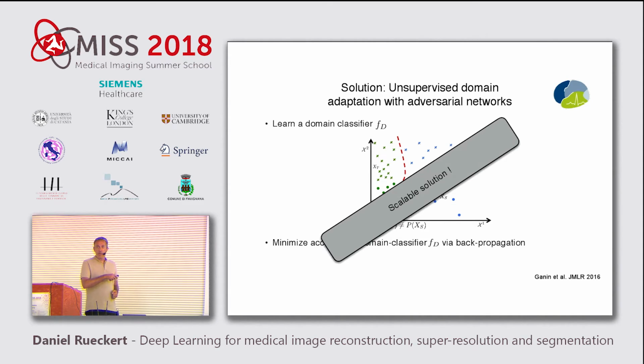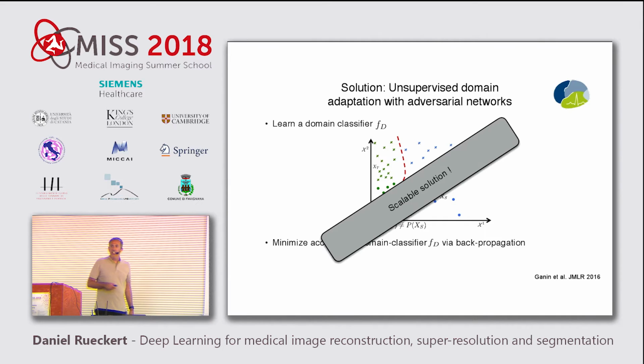And remember, if I want to learn this classifier here, I don't need to know what are crosses and circles. I only need to know whether the data comes from the target domain, the green one, or from the blue domain. And that's typically relatively easy. For example, if I have two different scanners, I can look at the DICOM header and work out this is a Siemens scanner, this is a Philips scanner, correct? This is not very expensive to do.